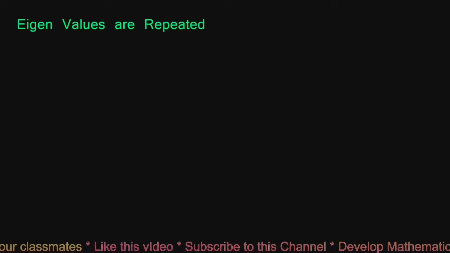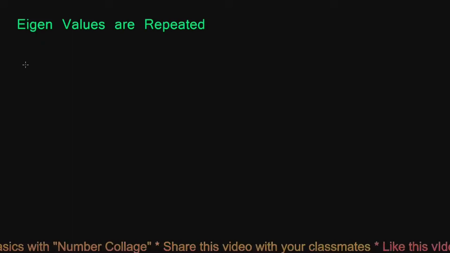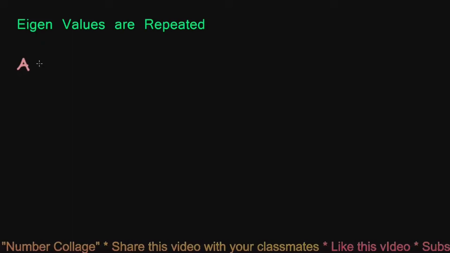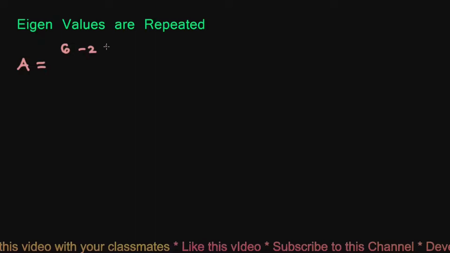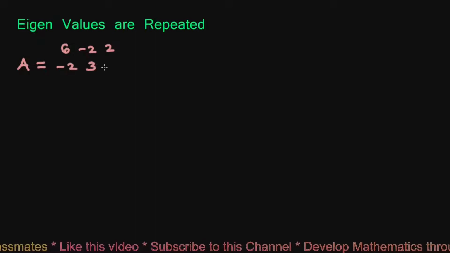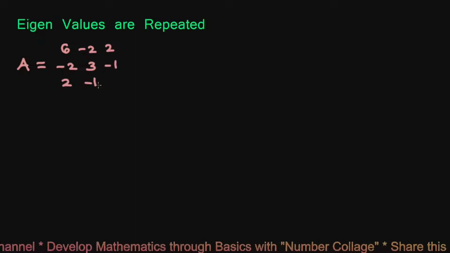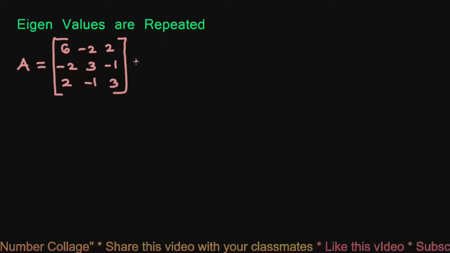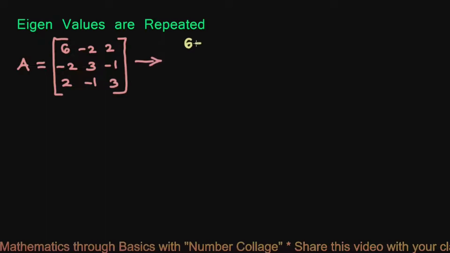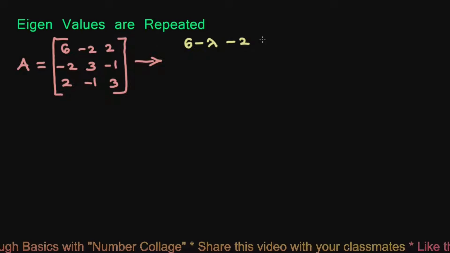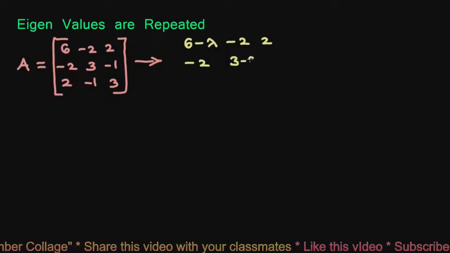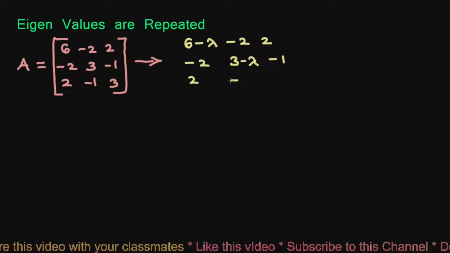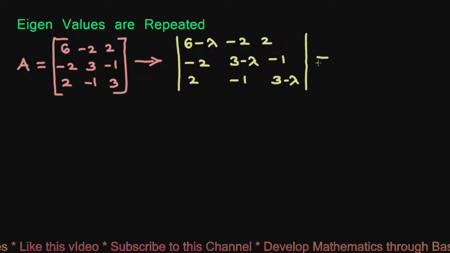In this video, we will see how to find eigenvectors when eigenvalues are repeated. Suppose we have a matrix A = [6 -2 2; -2 3 -1; 2 -1 3]. Its characteristic equation will be the determinant of [6-λ -2 2; -2 3-λ -1; 2 -1 3-λ] equals 0.